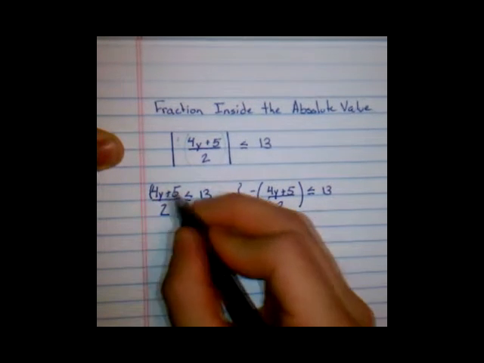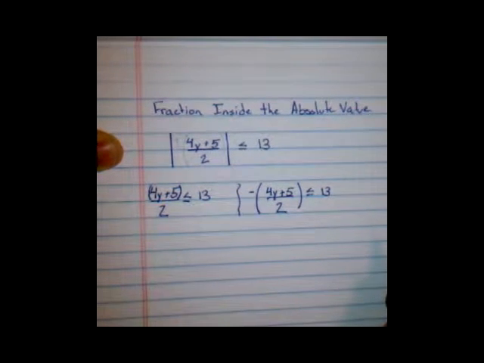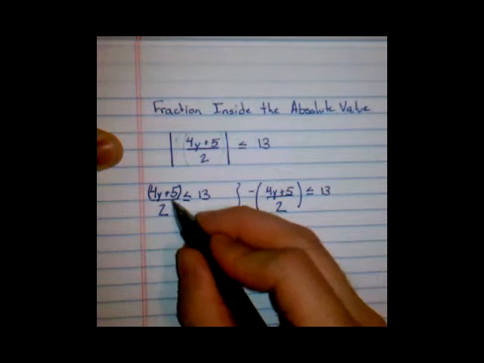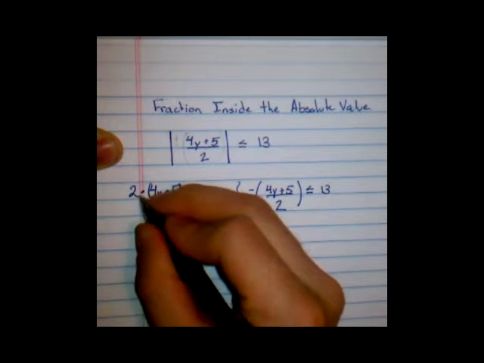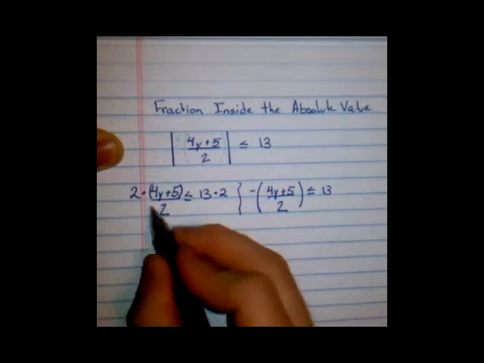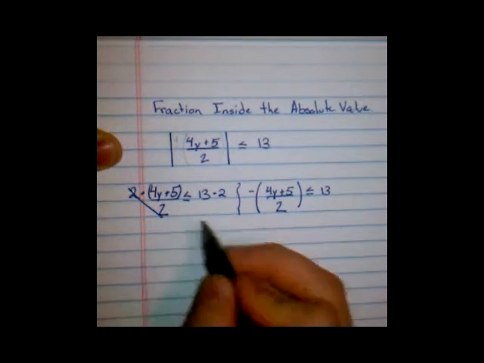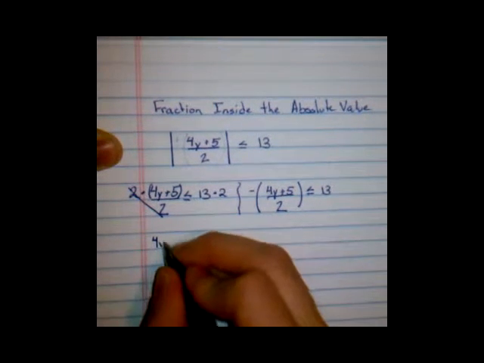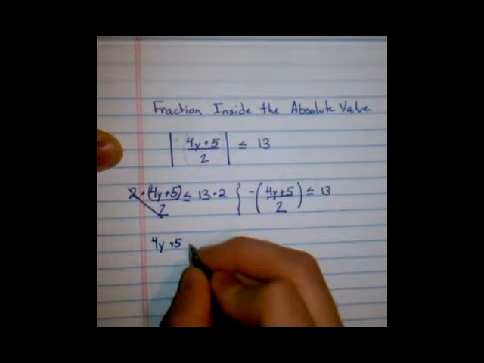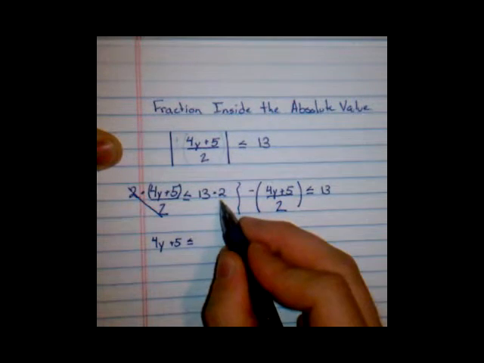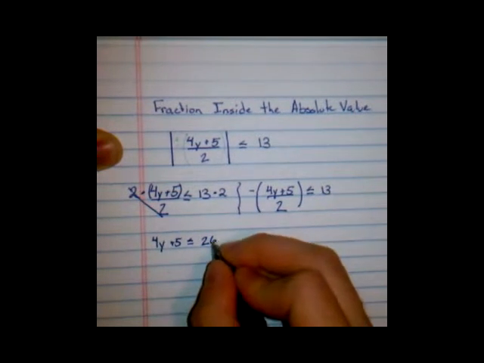On the left side, that's the whole quantity divided by 2. You got to undo this division first. Opposite of divide is multiply, so I will multiply both sides of that inequality by 2. 2 divided by 2 is 1. They cancel, which is our goal. You end up with 4y plus 5 less than or equal to, on the right, 13 times 2, 26.